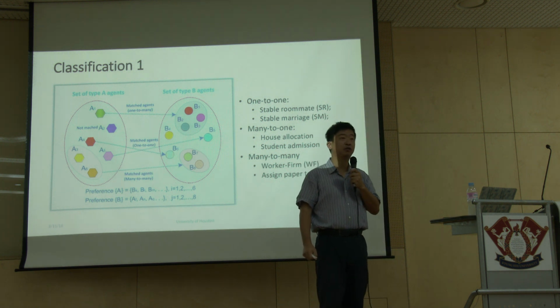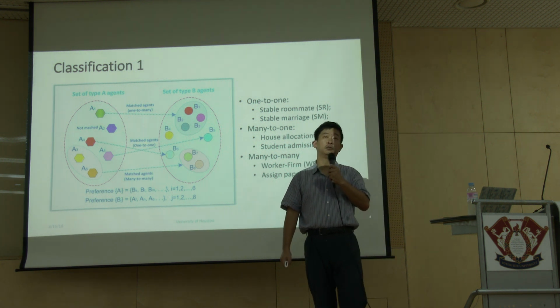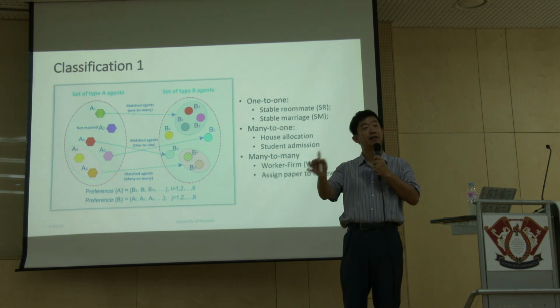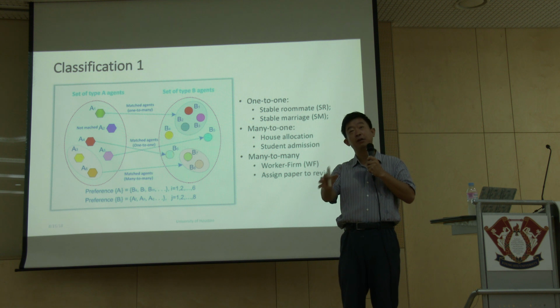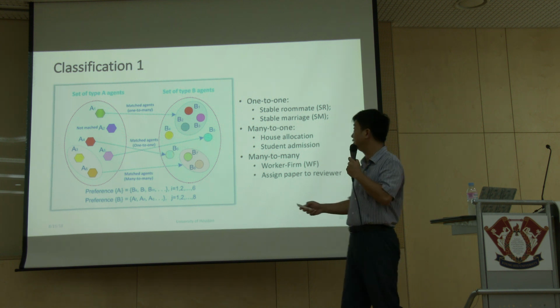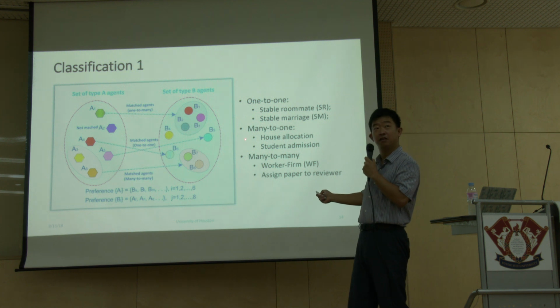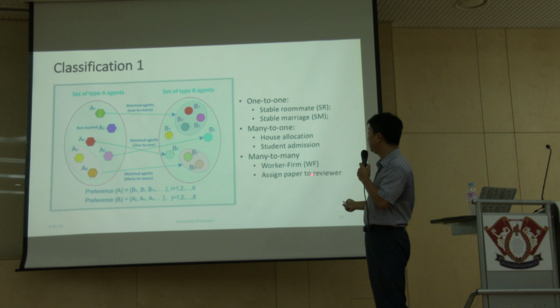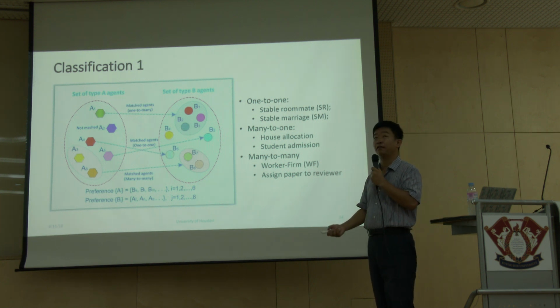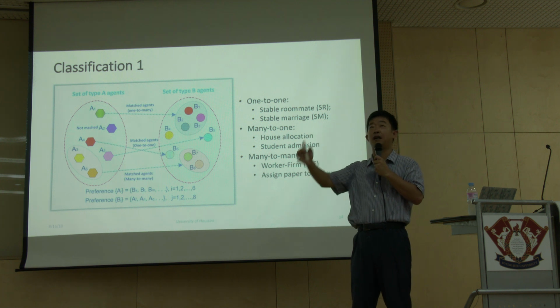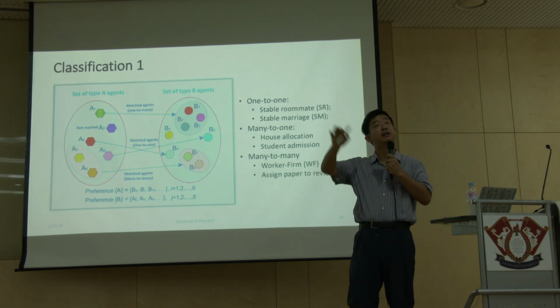So everybody wants to go to Harvard and MIT, right? But Harvard and MIT have a quota. How many people can they admit? So in this case, many people want to go there, but they have a quota. So this is many-to-one, and they have money-to-money. For example, worker and firm. After graduation, there are multiple firms trying to hire, and multiple students, so how do you match them?